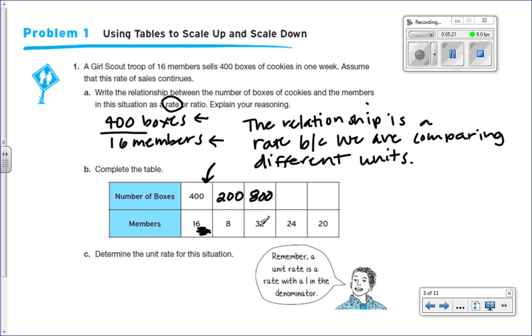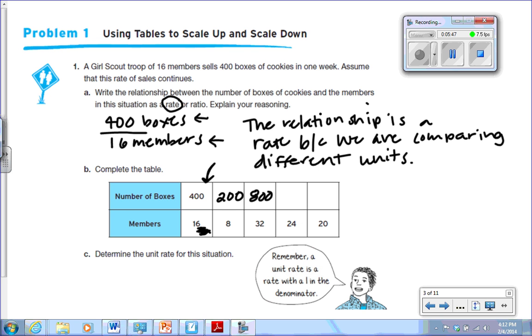Now, these first two are really nice numbers because we first divided by 2 and then we multiplied by 2. There's not a nice whole number that we can multiply 16 by to get 24. So I want you to take a second and think about what you could do in this situation to figure out what you multiplied by.